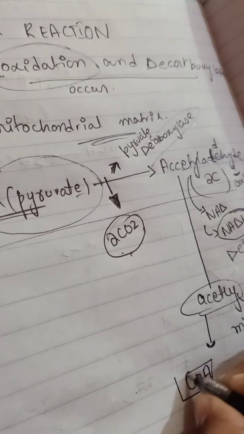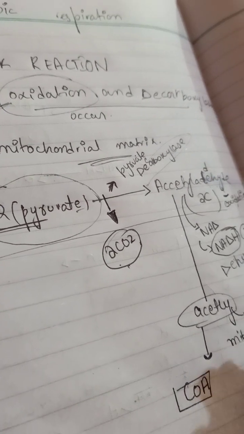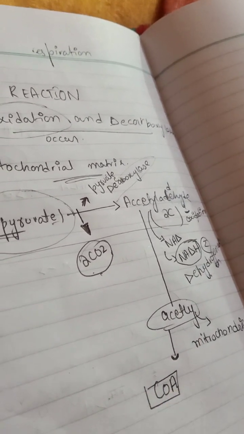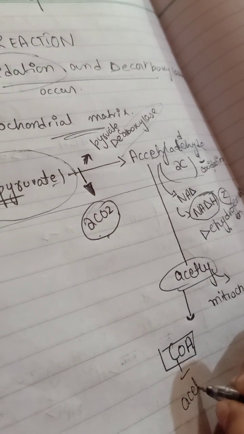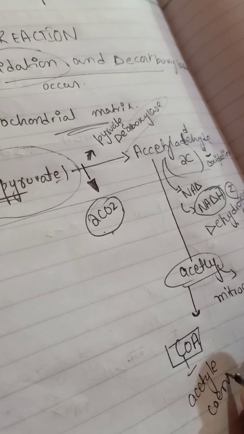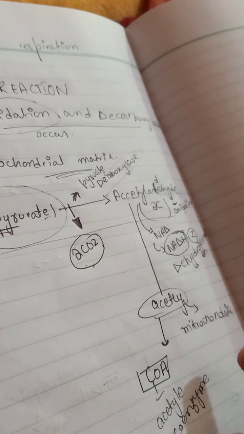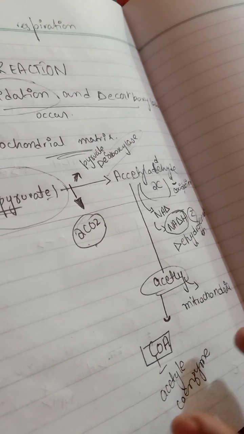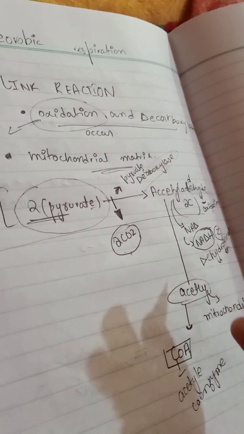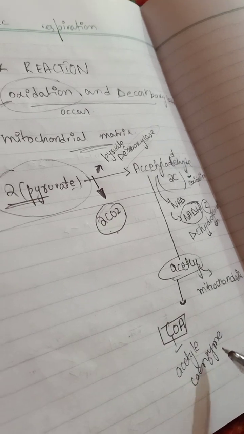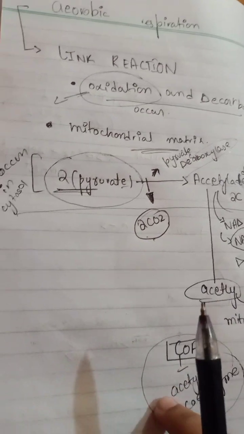coenzyme A, and it will form acetyl coenzyme A. So acetyl will convert to acetyl coenzyme A. What is acetyl coenzyme A? Okay, this is still the link reaction. In the next video we will discuss the next stage, that is the Krebs cycle, where the acetyl coenzyme A will be used. So the final product we have is acetyl coenzyme A.